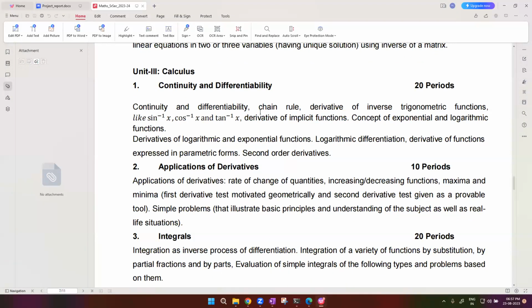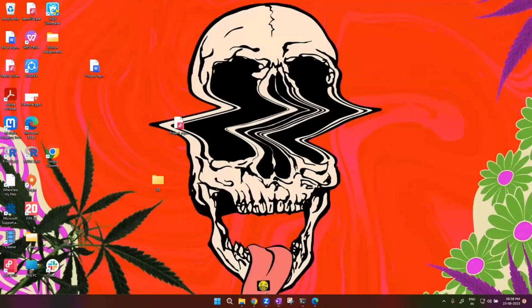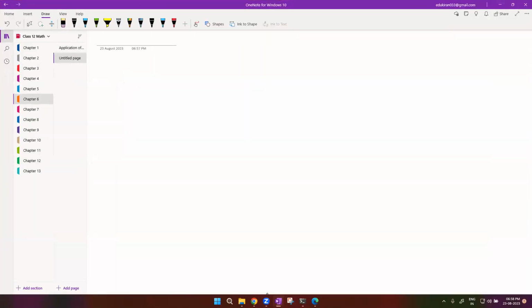Okay, so application of derivatives involve rate of change of quantities, increasing, decreasing functions, maximum and minimum. First derivative test motivated geometrically, and second derivative test given as a provable rule. Simple problems that illustrate basic principles. Okay, cool. What used to happen in this was there were 5 topics, but I think they have reduced the topics now. So let's start with the first topic, rate of change of quantities.